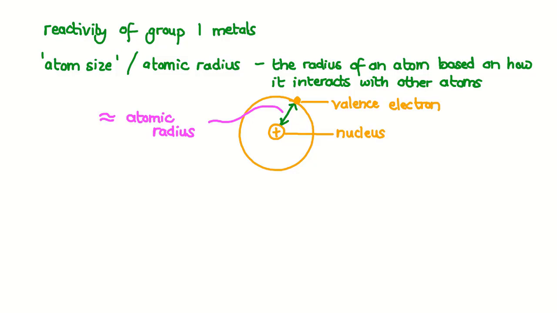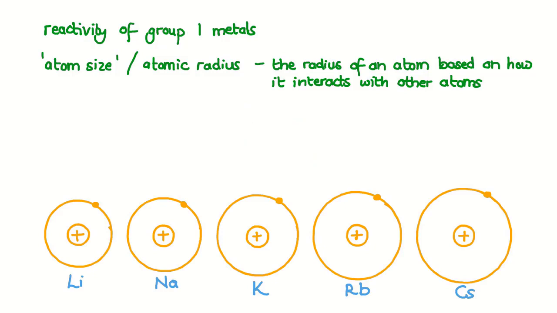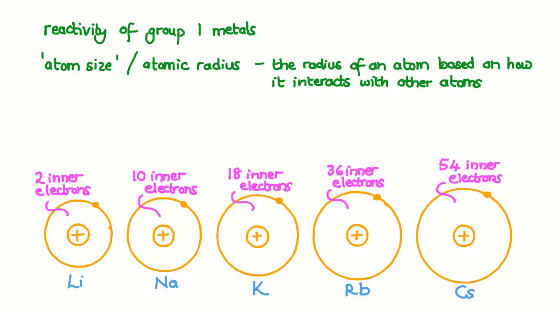Now let's have a look how reactivity is affected by atomic radius. We'll look at the first 5 metals of the alkali metals. Although all these elements contain one electron in their valence or outer shell, the number of electrons in the inner shells increases down the group, or in this case from left to right. In general, the more inner electrons, the bigger the atom or the larger the atomic radius.